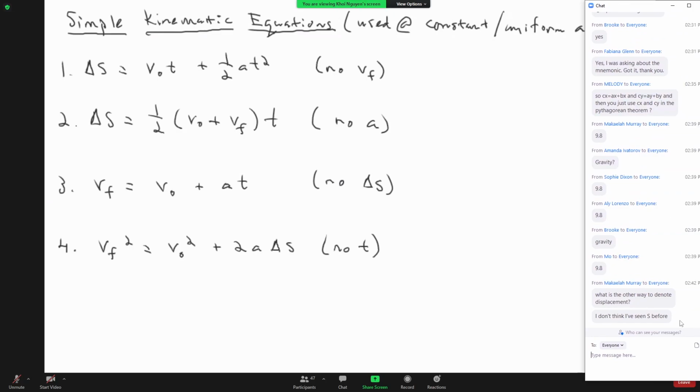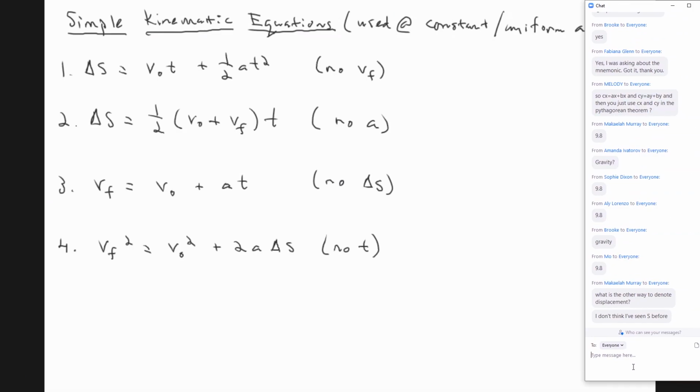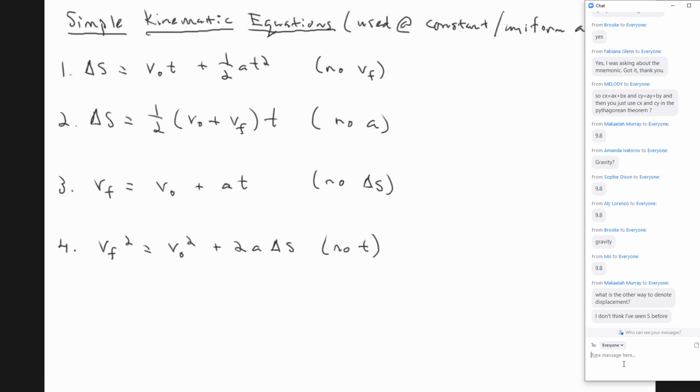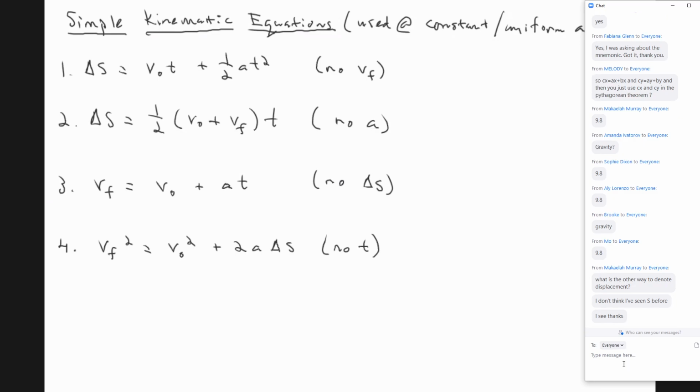Yes, so Michaela, I use S because it could be X or Y, and it could also be arc length for a circular arc of travel. So I use S because you can substitute X or Y in for it as well. So you can see in your book, they wrote it for an X direction and then rewrote it again for a Y direction. It's still the same set of equations, okay?